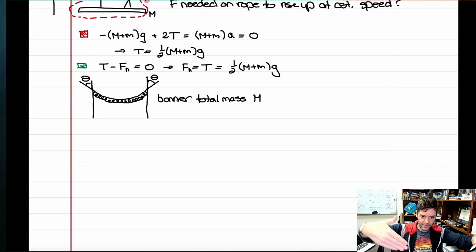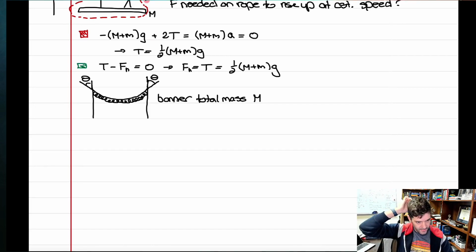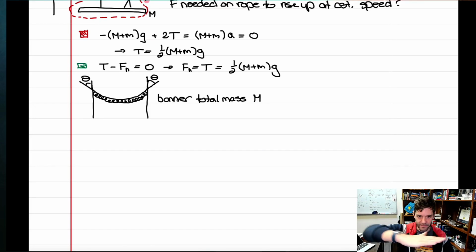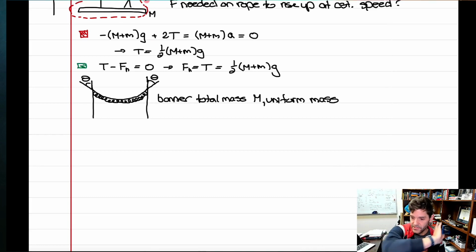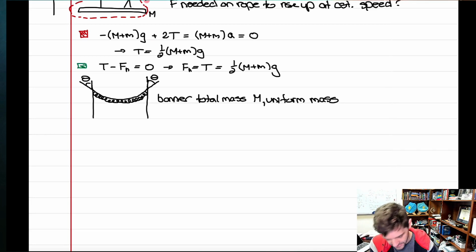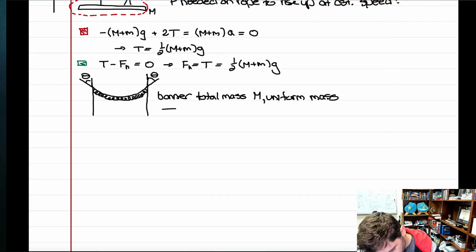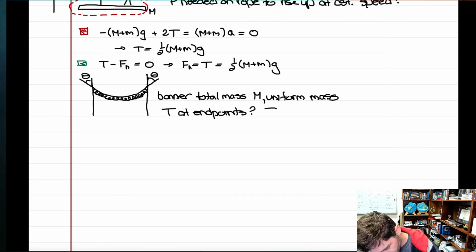And of course that angle will change. By symmetry, it must become perfectly horizontal right in the dead center, and then it angles back up on the sides. So it's uniform mass, trillions and trillions of particles, but they're uniformly distributed. My question is, what is the tension in the banner at the endpoints? What is the tension in the banner in the middle?